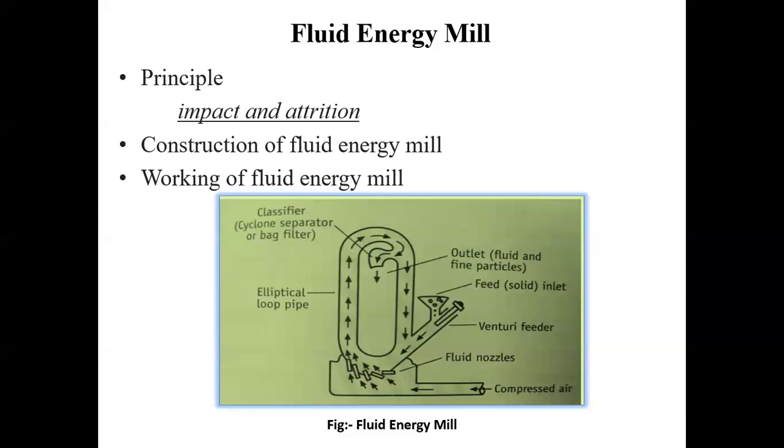Now working. Powder is introduced through the inlet of the Venturi. Actually, the feeder is a Venturi type feeder. The air entering through the grinding nozzle transports the powder in the elliptical or circular track of the mill. In the turbulent stream of air, the suspended particles collide with each other and break. Thus, impact and attrition forces operate in size reduction.